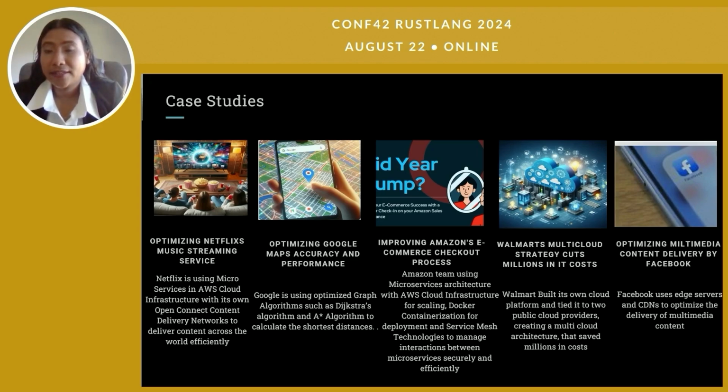Another strategy is the multi-cloud strategy, which is implemented at Walmart, saving millions in IT costs. Walmart built its own cloud platform first and tied it to public cloud providers, creating a multi-cloud architecture that saves millions in costs. Next, optimizing multimedia content delivery by Facebook.